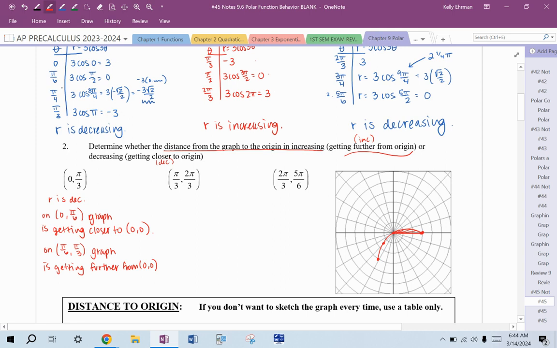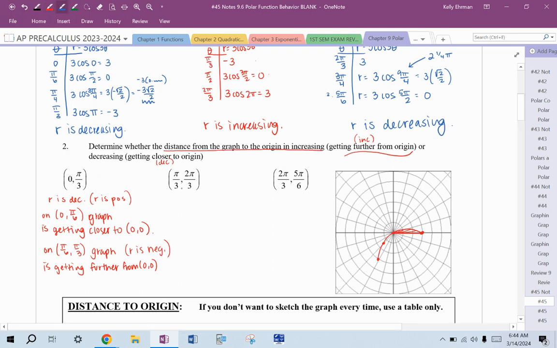Well, at 0 to pi over 6, R was decreasing, but also R is positive, or 0. And on pi over 6 to pi over 3, R is still decreasing, but R is negative. So that's something that's noteworthy.